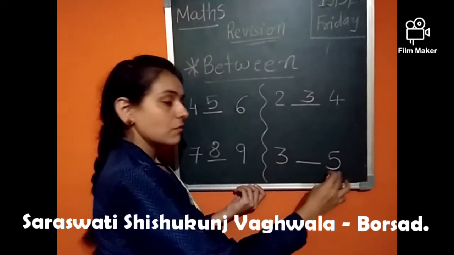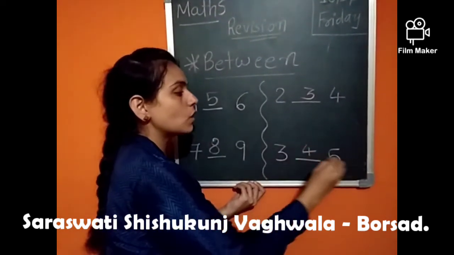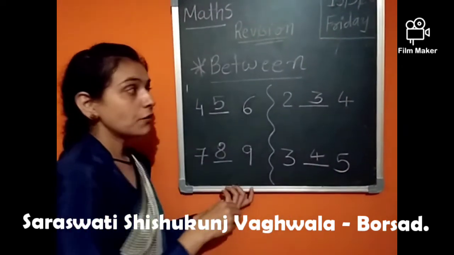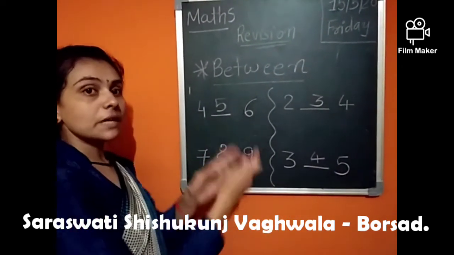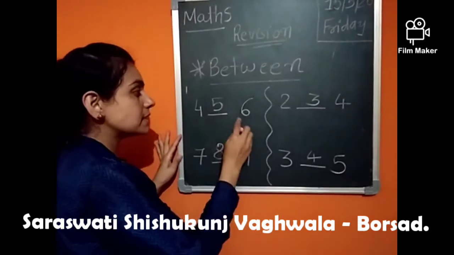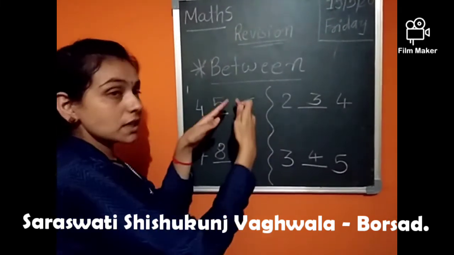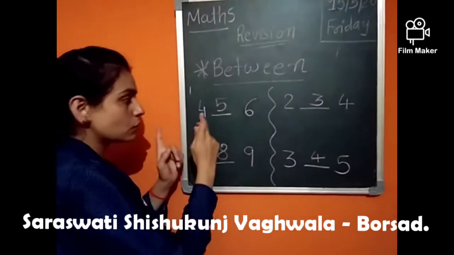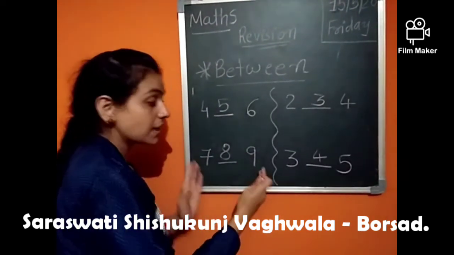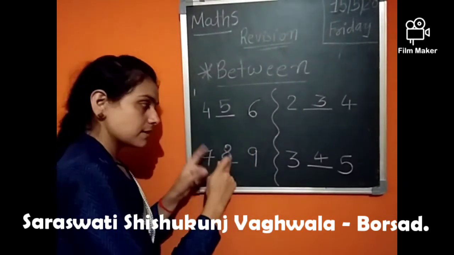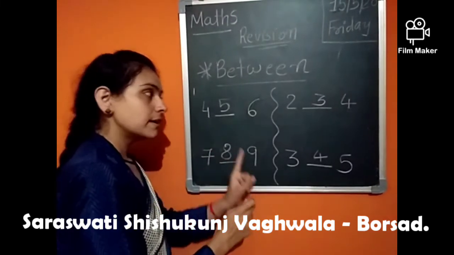3 blank 5. So 3, 4, 5. Right? Here what you have to learn? Between numbers. Means whichever numbers come in between. 4 and 6. Between what come? 5. Right? So 4, 5, 6. 7 and 9, between what come? 8. Right? So 7, 8, 9.